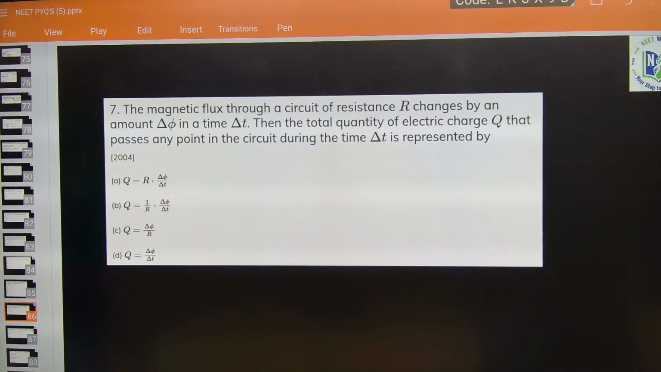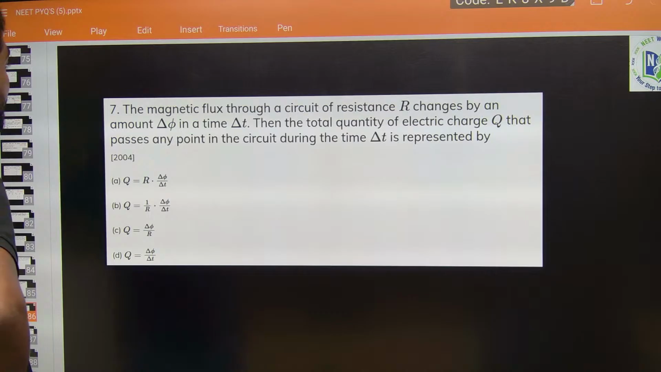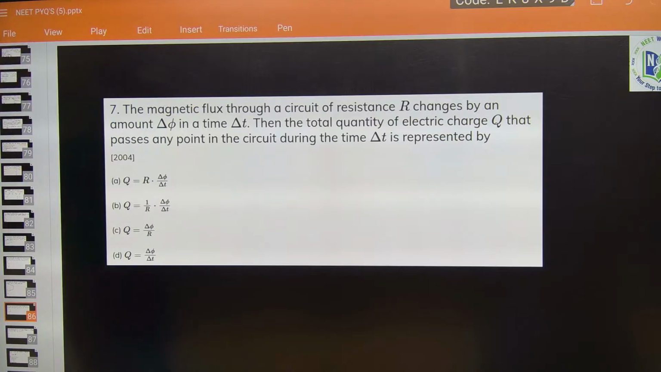The magnetic flux through a circuit of resistance R changes by an amount delta phi in a time delta t. Then the total quantity of electric charge Q that passes any point in the circuit during the time delta t is represented by. Okay, they are asking about the charge, the total quantity of electric charge. So what will be the answer for this question?